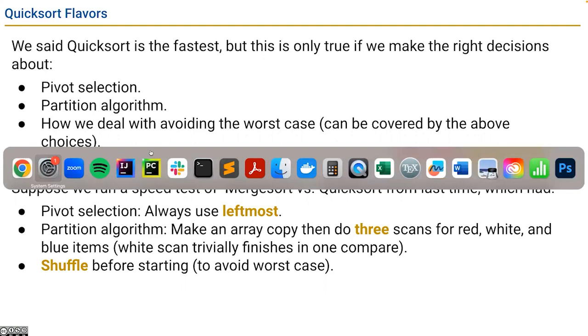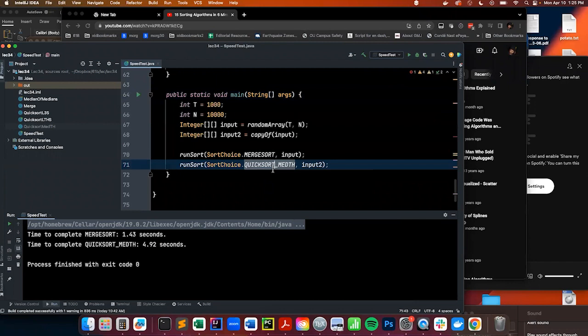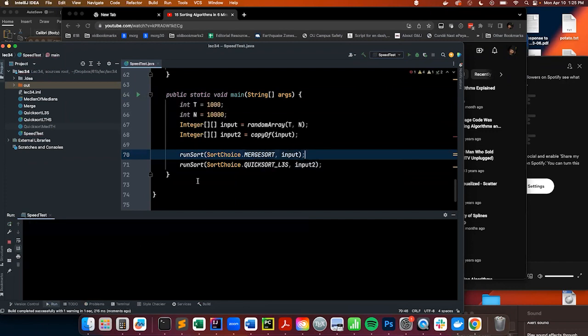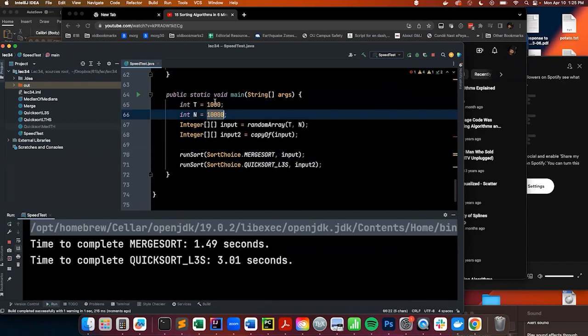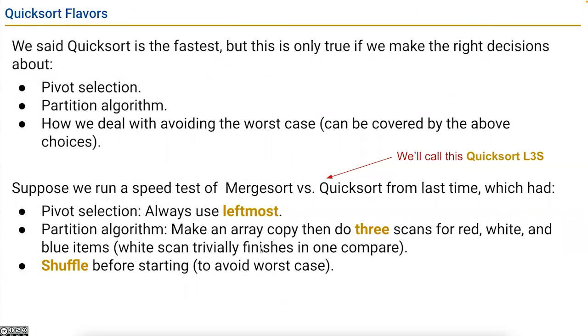So if I run this in IntelliJ, I have here merge sort and I have quicksort, and this is going to be L3S. Okay, that's the classic quicksort from the quicksort lecture. Let me run it, and we'll get back how much. What it's doing is sorting 10,000 items 1,000 times. So right here during live lecture, merge sort took 1.5 seconds and quicksort took 3. They did the same job, sorting a bunch of arrays. Quicksort took longer, despite the fact that it's supposed to be faster. And the reason is that this particular partitioning algorithm is slow. It scans through the array 3 times.